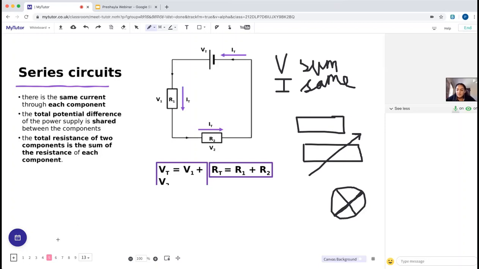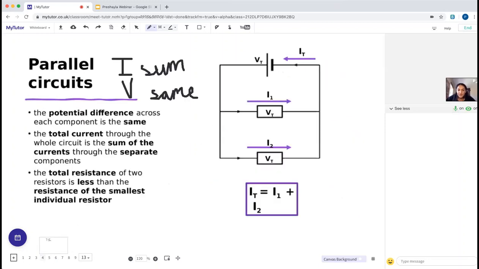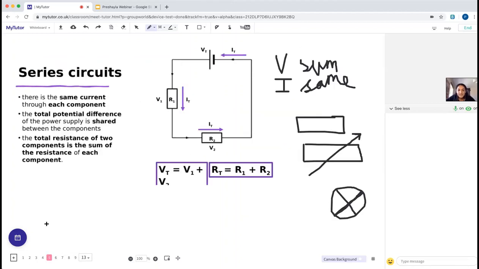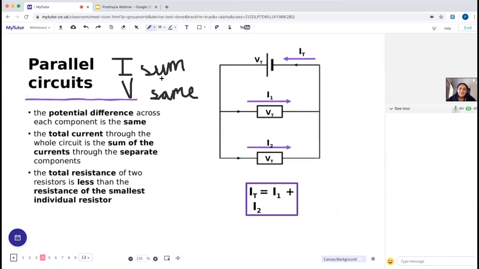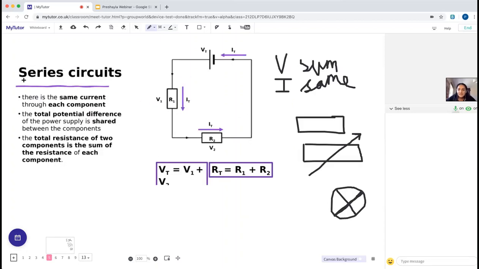Well, obviously everyone has their different ways of remembering, but I just remember "I sum, I same." It's kind of catchy, if you want to remember it like that. So I sum for parallel and I same for series. And then you can just work out the other one from that.